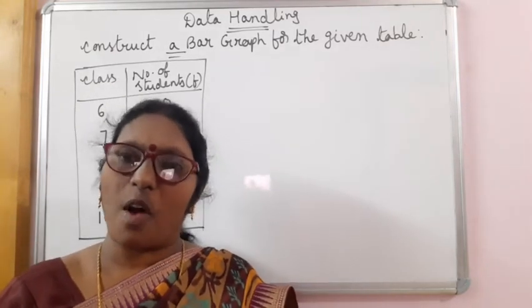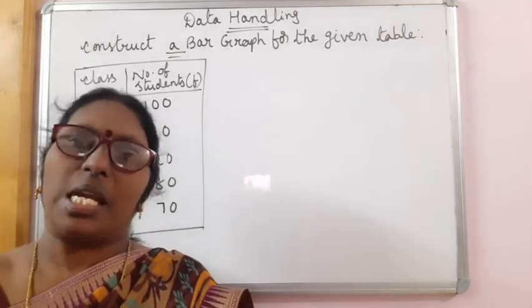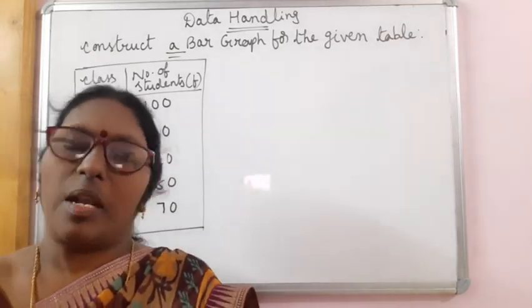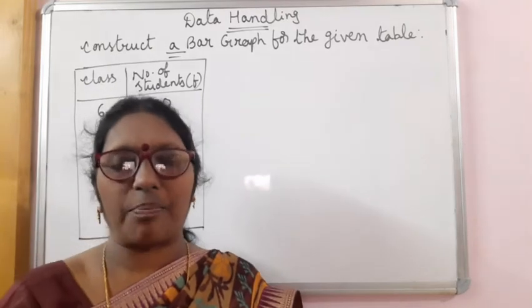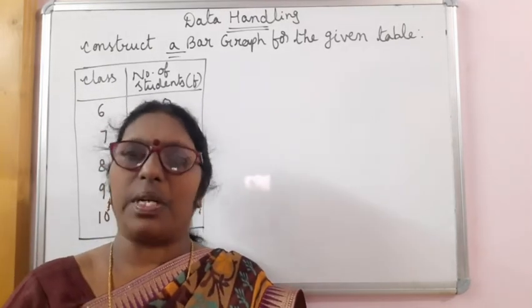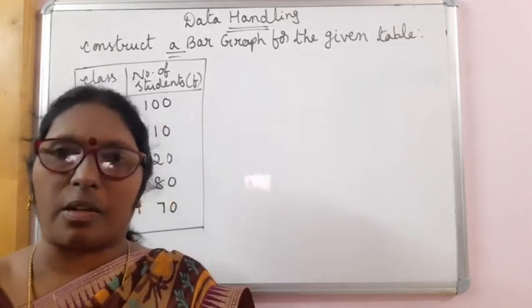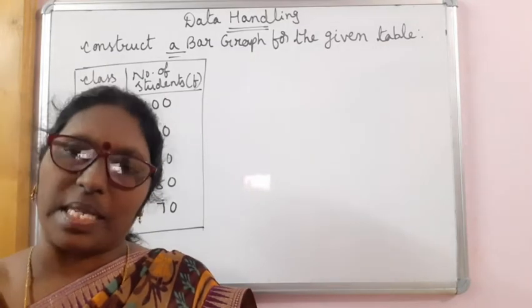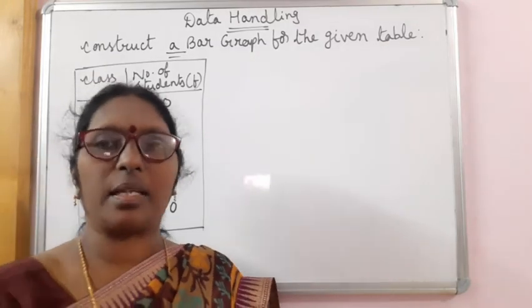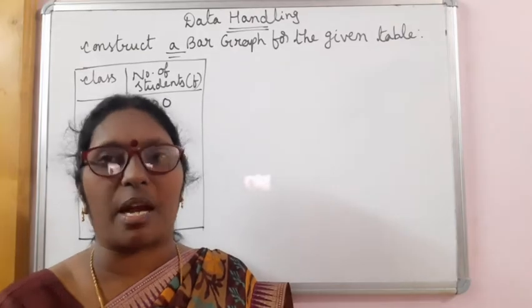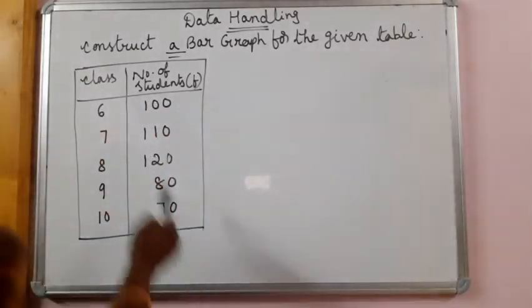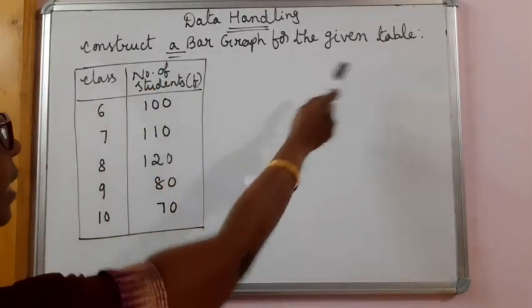That is, a histogram can be drawn for overlapping class intervals, but a bar graph is drawn for individual, discrete data. Let me explain how to draw both graphs. Construct a bar graph for the given table.